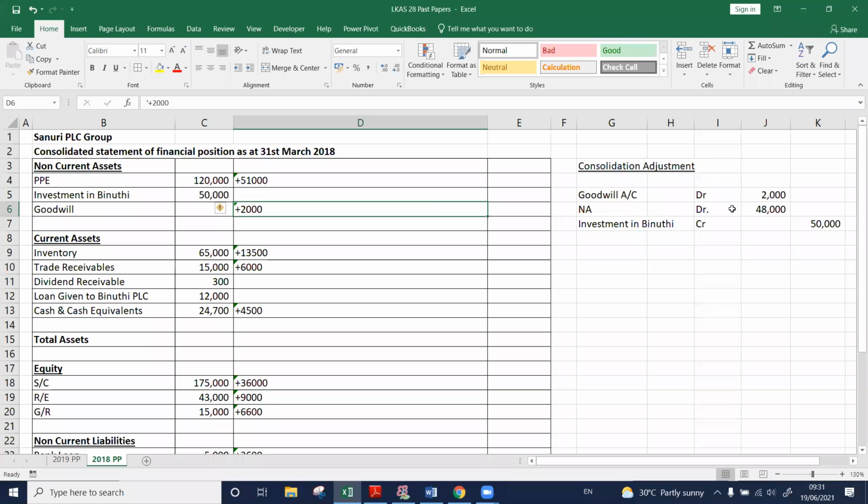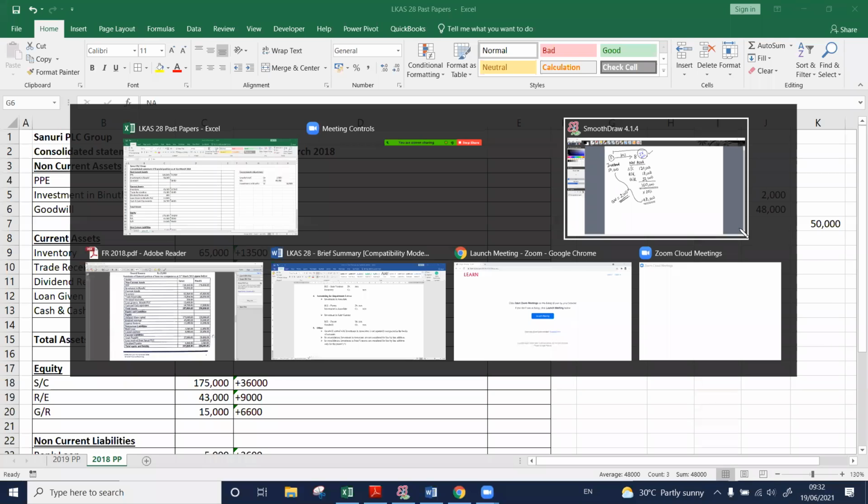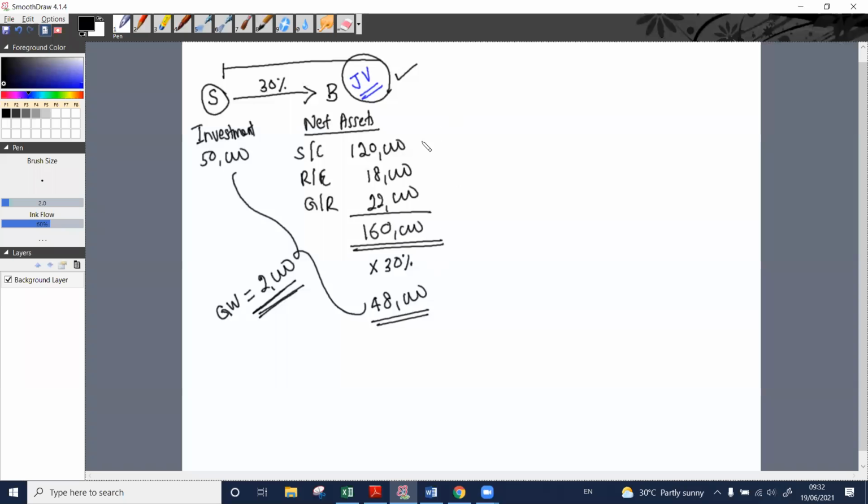Then net assets need to be debited by 48,000. Net assets 48,000, that is the total of all these, 130. So separately we need to identify what is their respective portion, right? Out of 160,000, 30% means 48,000. So this 48,000 we can take individually, right? Equity component wise.